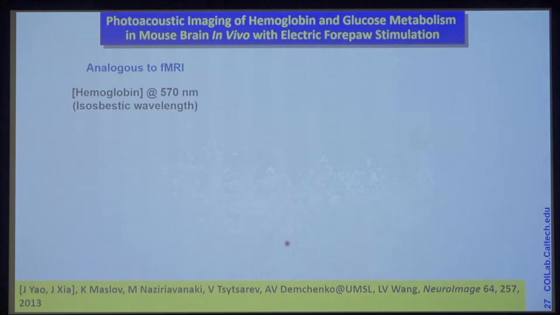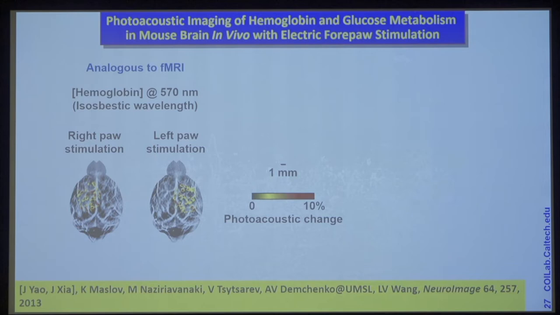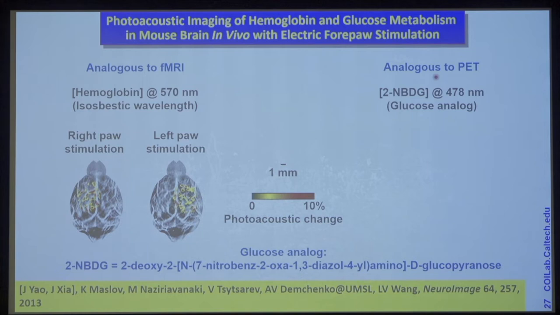And we can also use other types of contrast, exogenous contrast, to enrich our contrast mechanisms. And so first of all, let me show you an image that's analogous to BOLD MRI that gives you functional contrast. We're looking at hemoglobin again, and so you can see one-sided stimulation or activation. But we can do something that's very much similar to PET. And so you can look at glucose uptake, and we're using an optical glucose analog to give us the contrast. And so you can see one-sided glucose uptake due to stimulation.